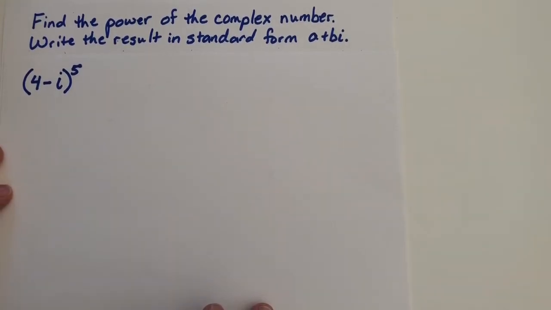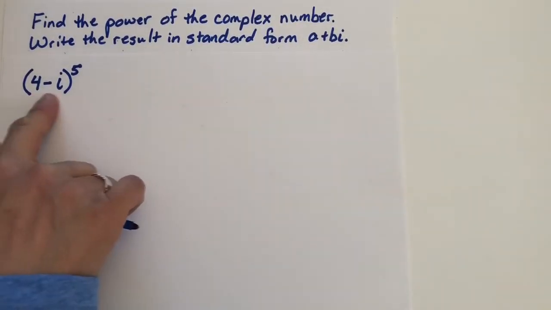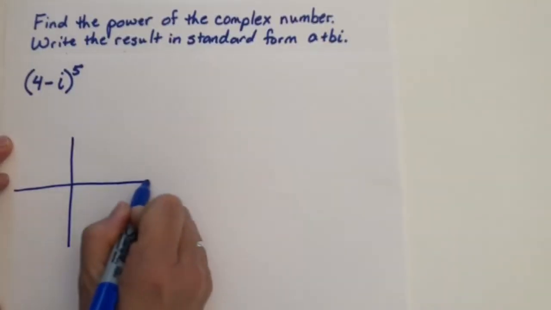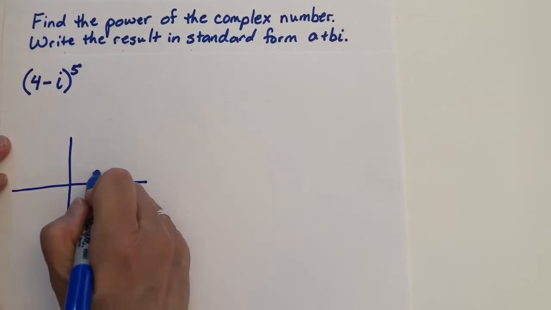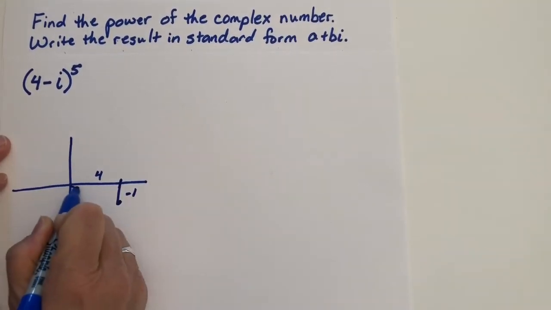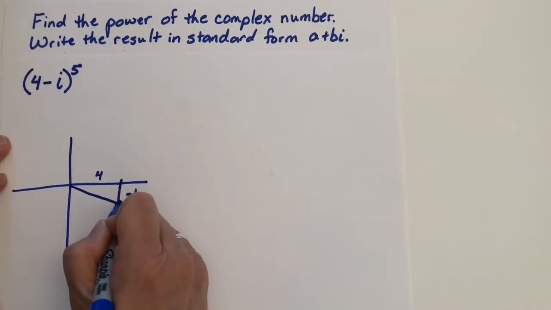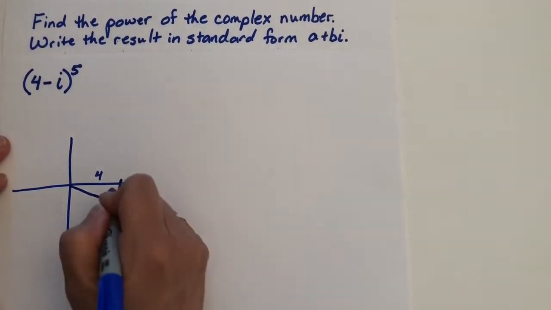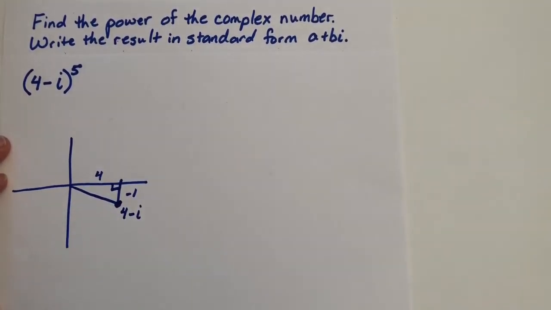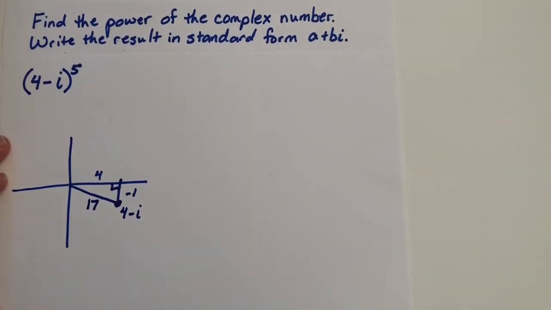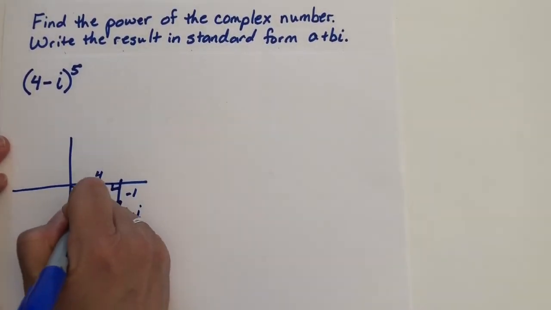Now, again, we're going to change to trig form. So let's figure out what this complex number is in trig form. I'm going to draw it right here again. Let's see, 4 minus i. That means I would go 4 in this direction and -1 in this direction. In other words, this point right here represents the number 4 minus i. And we can use our Pythagorean theorem and determine that this length here is 17. Or how about we make it a square root of 17, right?